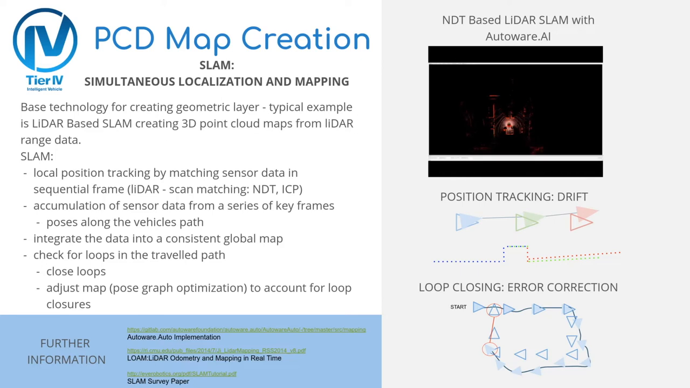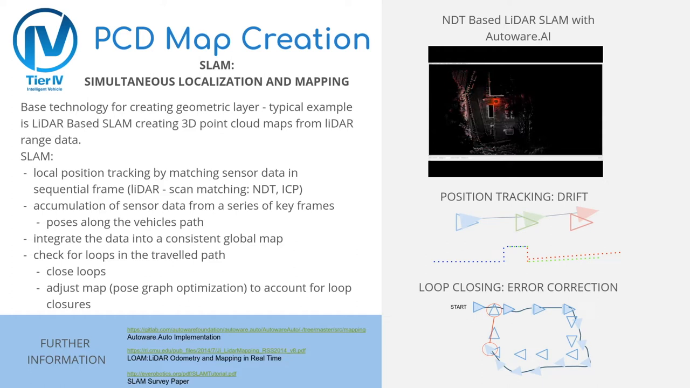SLAM is an extensive research field in its own right, and it is not within the scope of this lecture to explain it. Briefly, the SLAM process tracks the local position of the vehicle by matching sensor data in sequential frames. Assuming the environment is static, we can recover the ego motion. Such LiDAR scan matching can be achieved by the NDT algorithm, which was presented in the localization lecture in this series. Sensor data can then be accumulated over a series of frames to give the map of a traveled path.